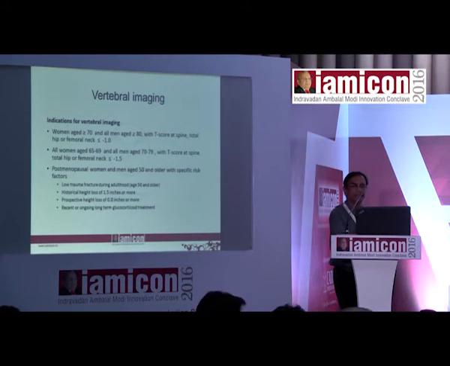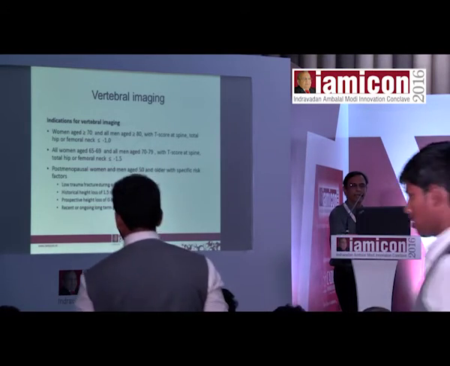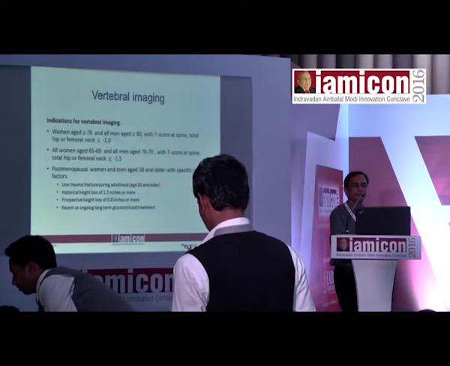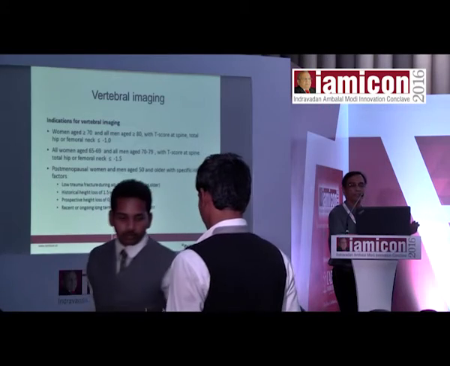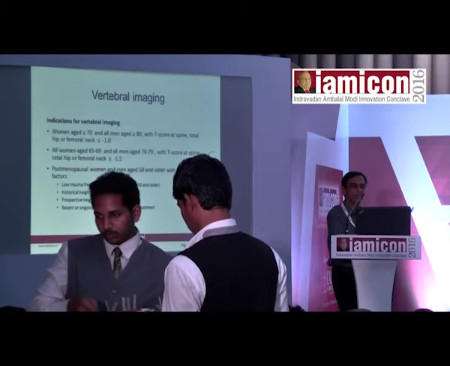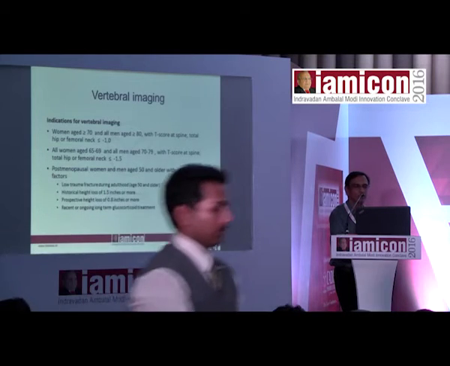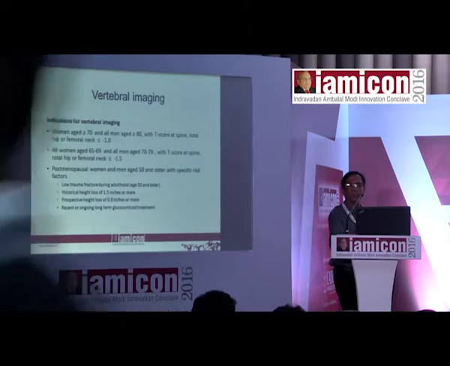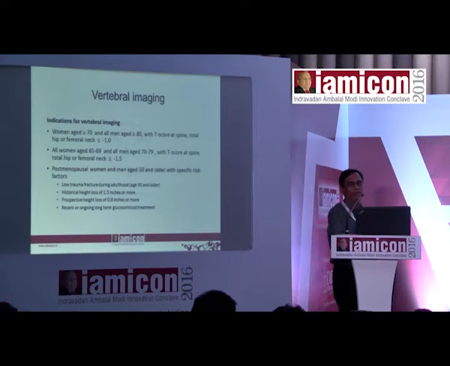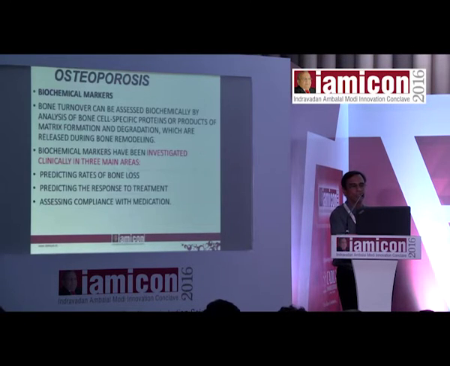That's women aged more than 70, normally all men aged around 80, and with T-scores of -1. If less than -1.5 T-score, definitely, even at the age of 65 to 70 in females and 70 to 80 in males, we go for vertebral imaging. All postmenopausal women around age 50 with low-trauma fractures from minimal injury, or historical height loss of 1.5 inches or more, or prospective height loss of 0.8 inches or more, we go for that, or if the patient is taking glucocorticoid treatment.